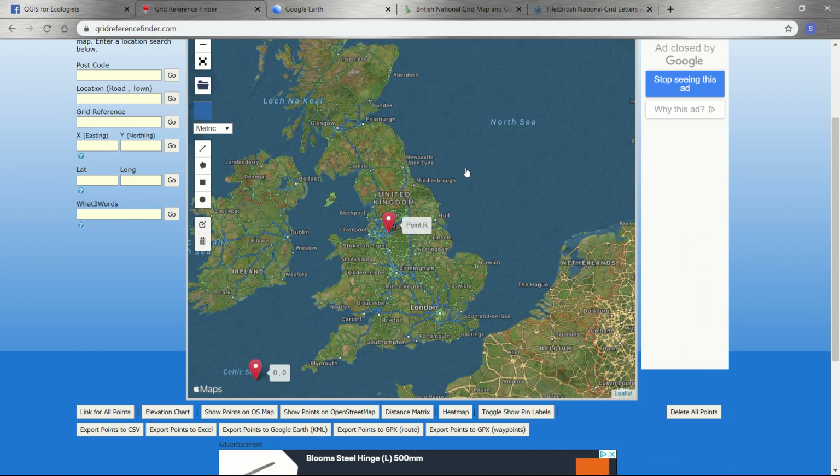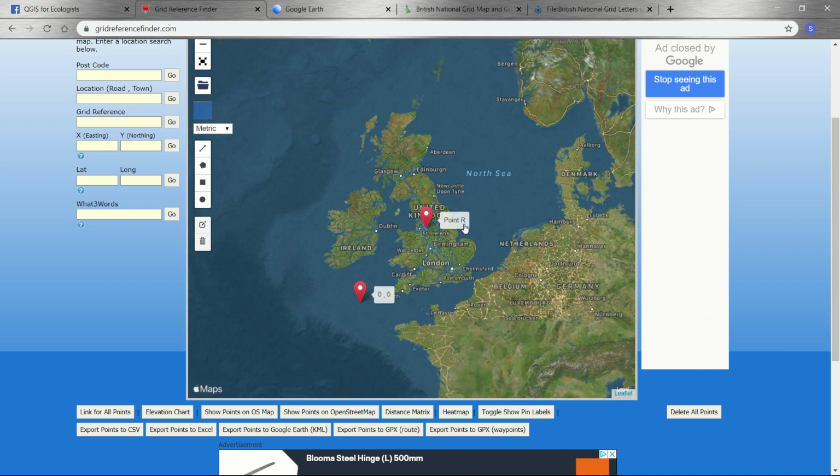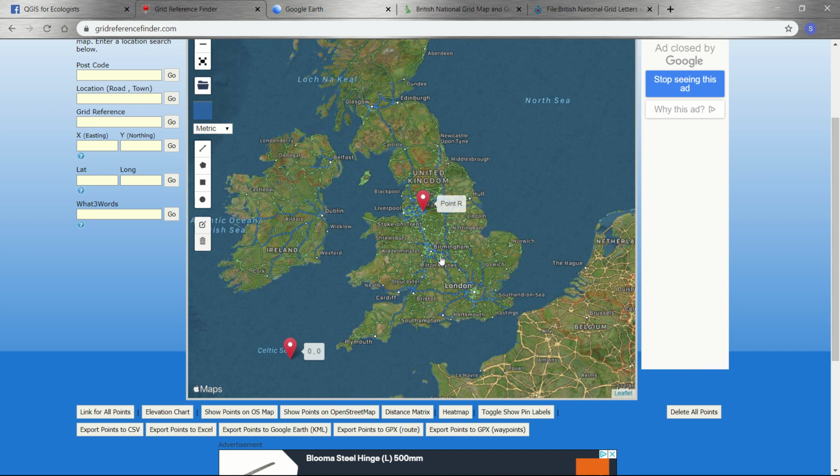I'll get into them in a bit more detail of how they're actually set up in QGIS once we start using them. But for now, I think that should give everyone an understanding of what latitude and longitude is, and also what the British National Grid system is as well.